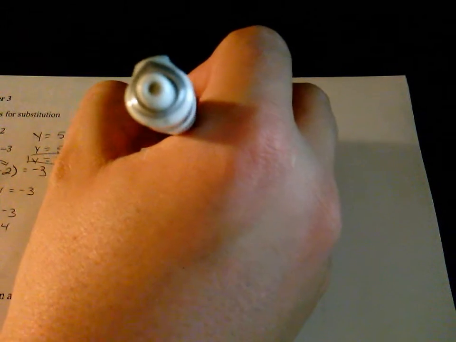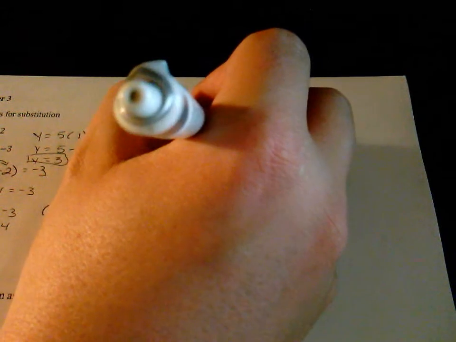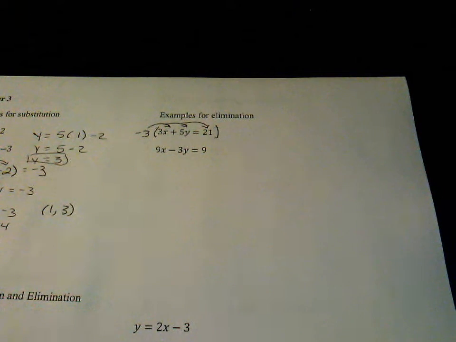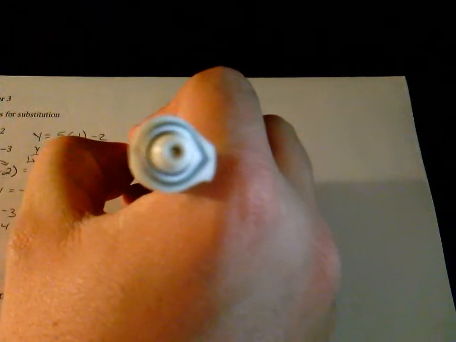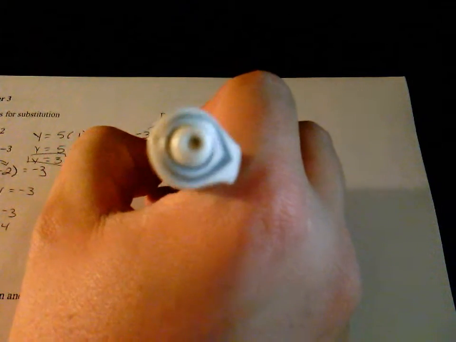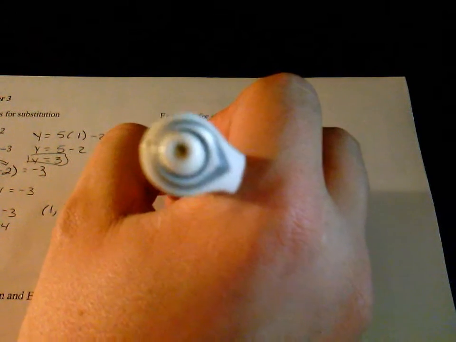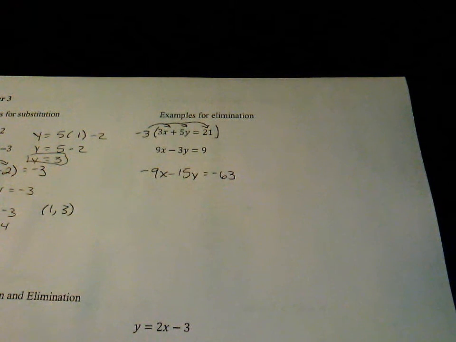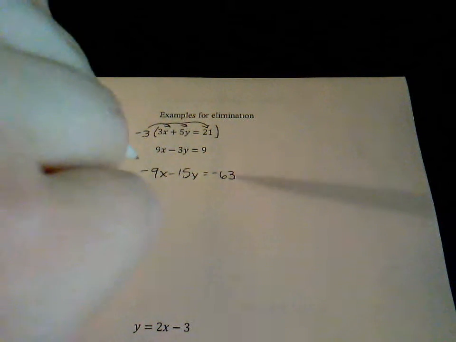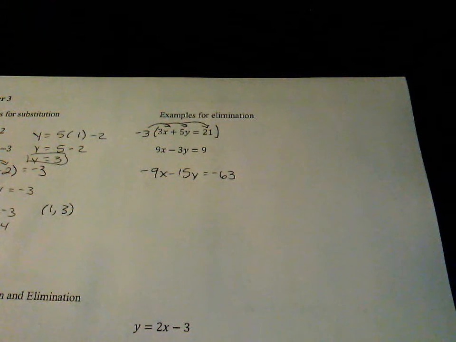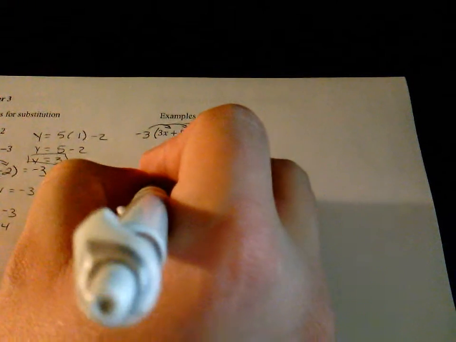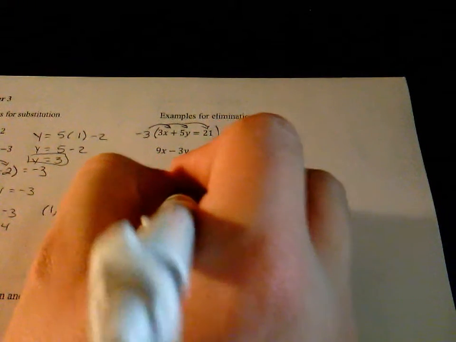Next step is to actually multiply that negative 3 through. Okay? So you're going to get negative 9x minus 15y equals negative 63. I'm then going to take this original equation, the second equation, and just put it below it. I'm not going to change anything about it, I'm just going to put it below it.